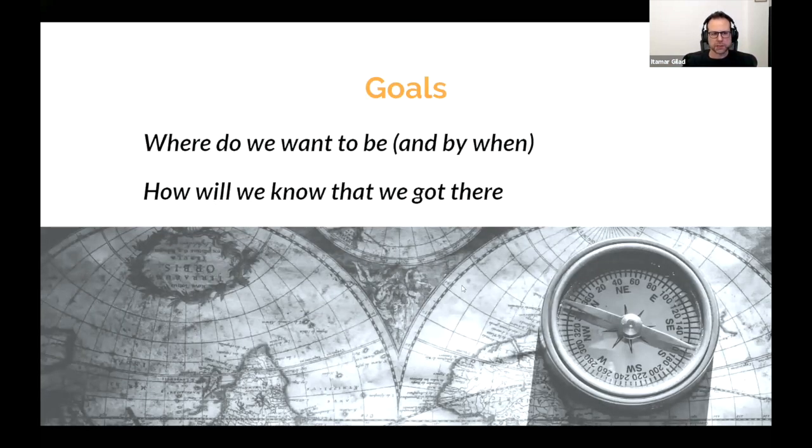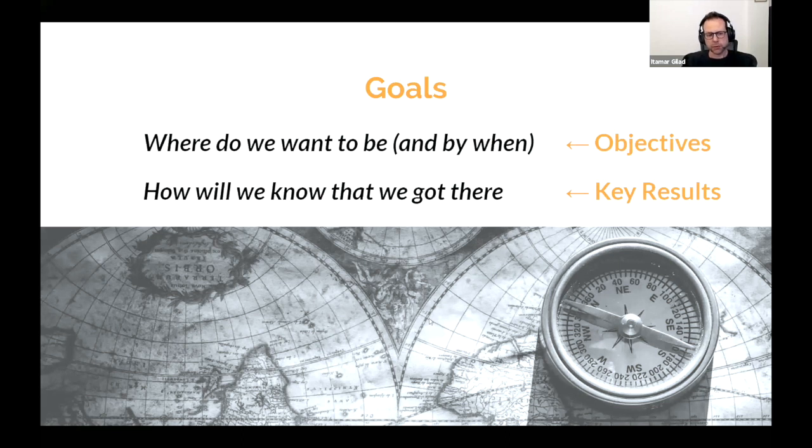Good outcome goals basically state two things. Where do we want to be and by when, and how will we know that we got there? There's a third element that is very important, which is the why. What is the context that brought about this goal? And Intel in the early 1970s gave names to these things, objectives and key results.